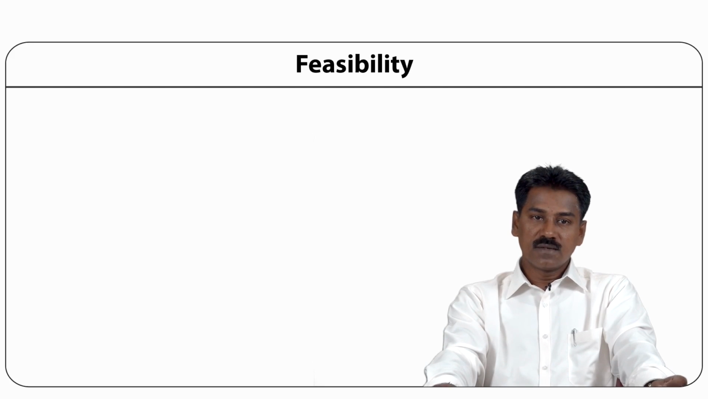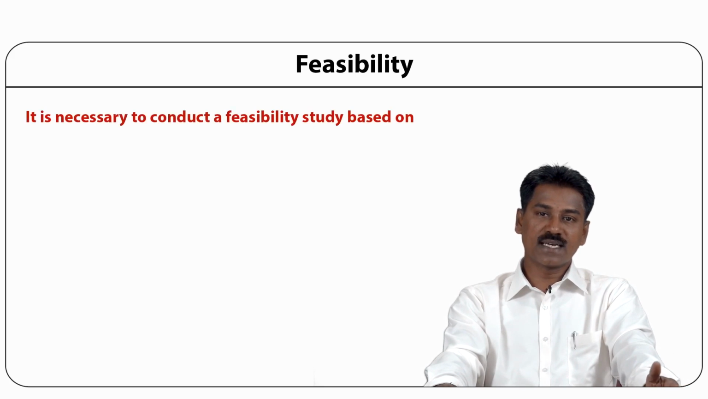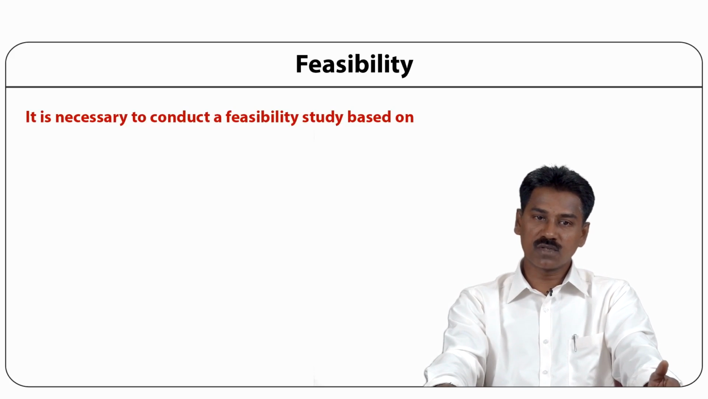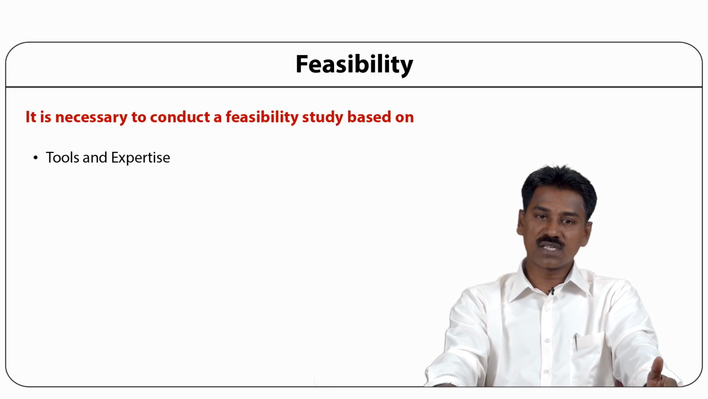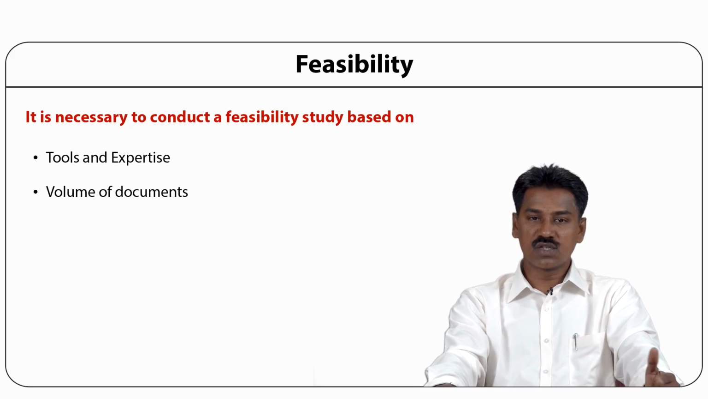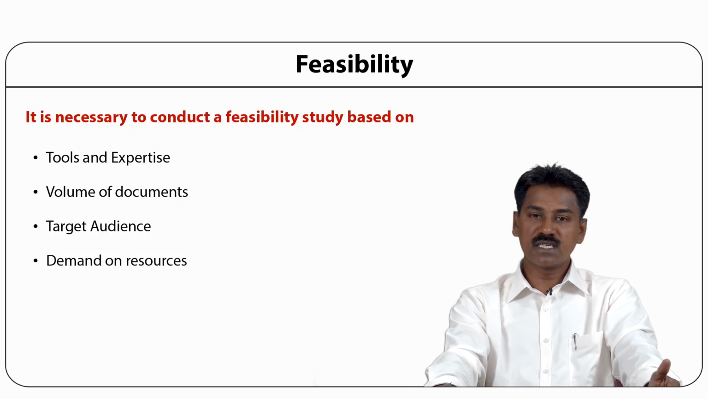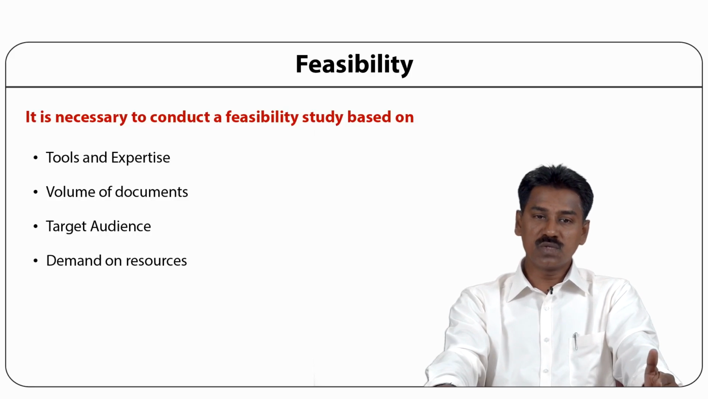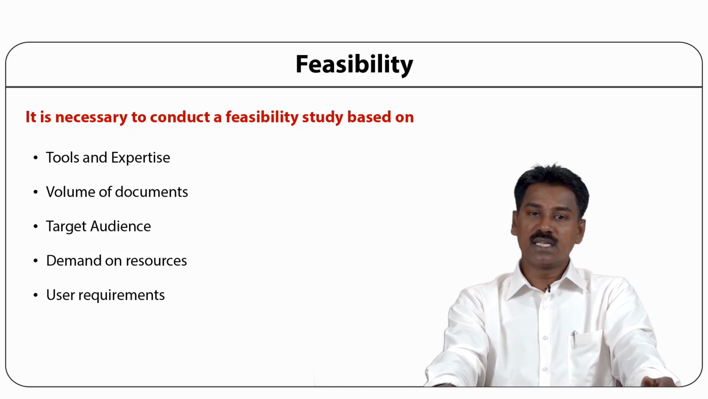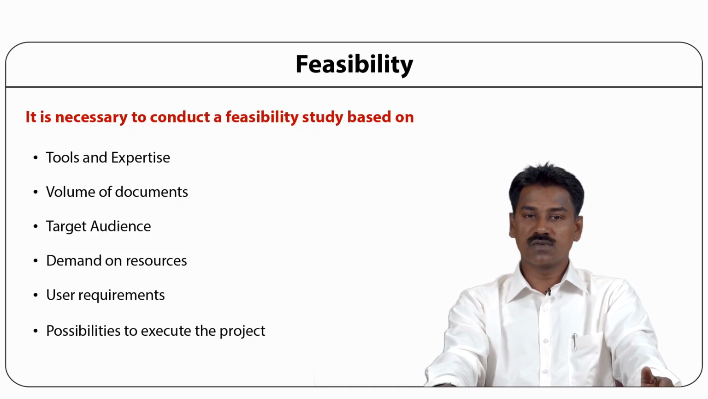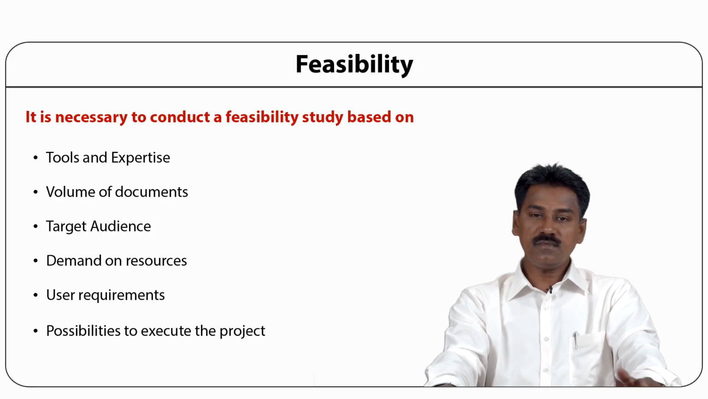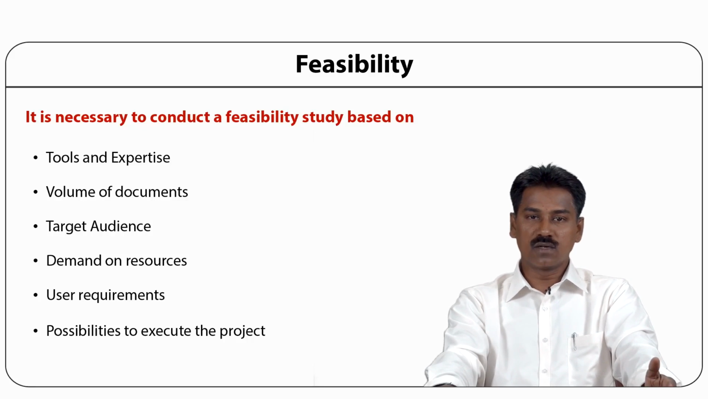Next is the feasibility. At the time of planning and before implementing the digital library, it is necessary to conduct a feasibility study of the digital library project. The feasibility should be established not only in terms of availability of tools and expertise, but also other factors like volume and number of documents, target audience, demand for the material to be digitized, and users' expectations and requirements. The study should also assess the possibility to execute the project in-house or outsource it to external vendors.